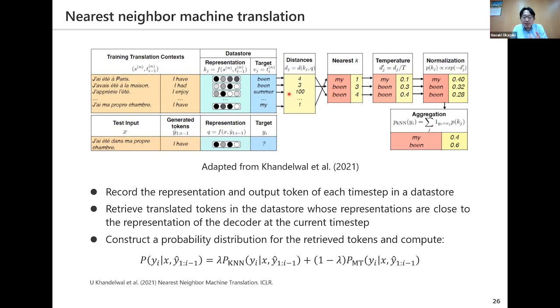We rerank the translation words based on the closeness of the retrieved and current vectors and build a probability distribution like this one. And finally, the translation word is determined by the interpolation between the vanilla sequence-to-sequence model and the probability distribution computed by nearest neighbors.